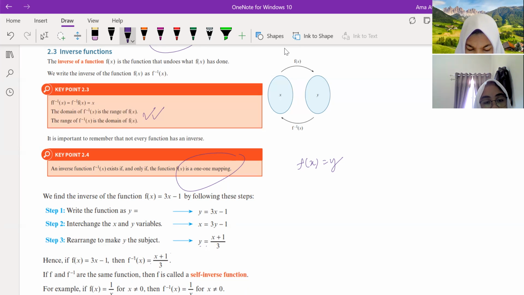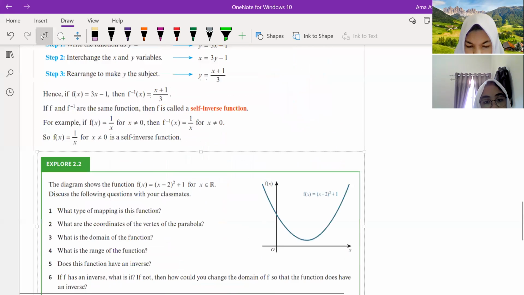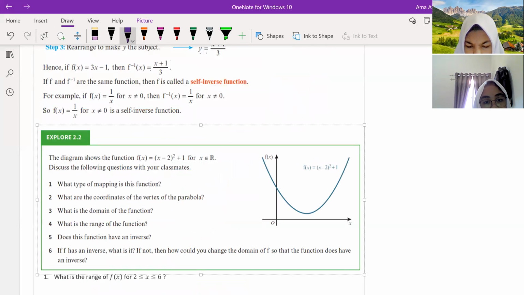If f and f inverse are the same function, then f is called a self-inverse function. But in this case, they are different, f(x) and f inverse are different, so it is not a self-inverse function. What is an example of a self-inverse function? For example, 1 over x. The inverse of the function 1 over x is also 1 over x, and therefore it is a self-inverse function.